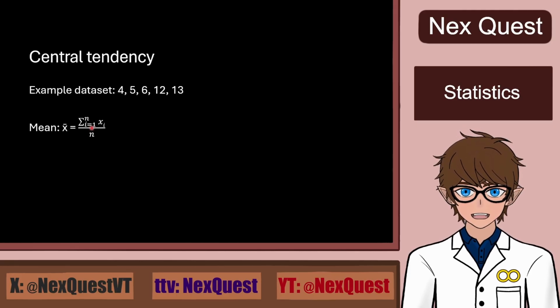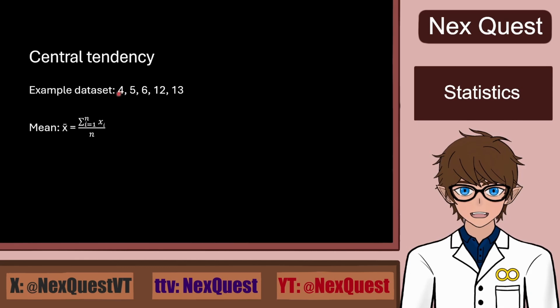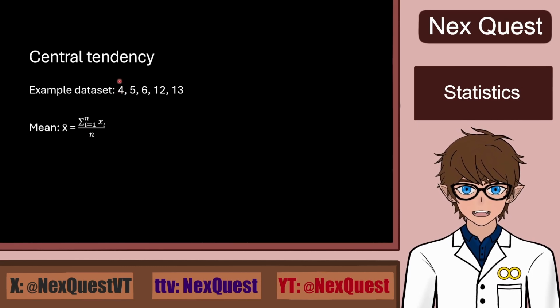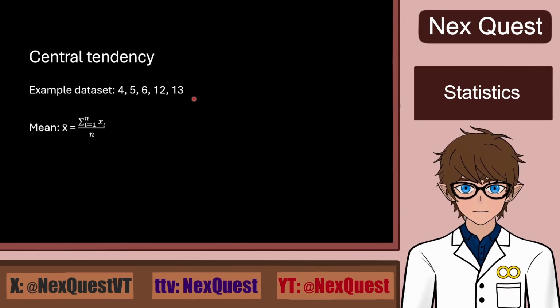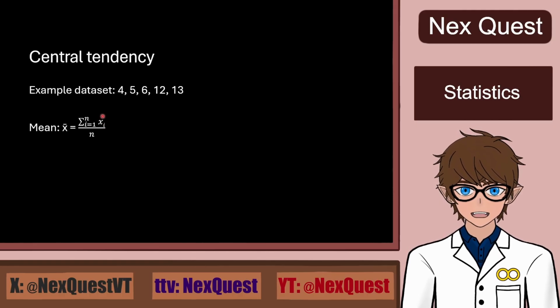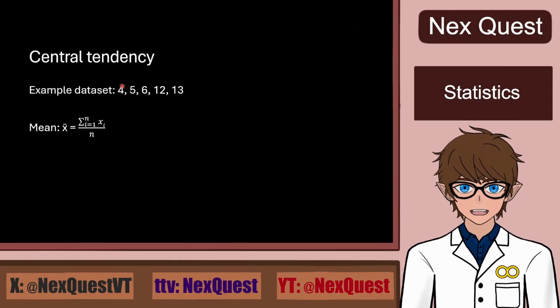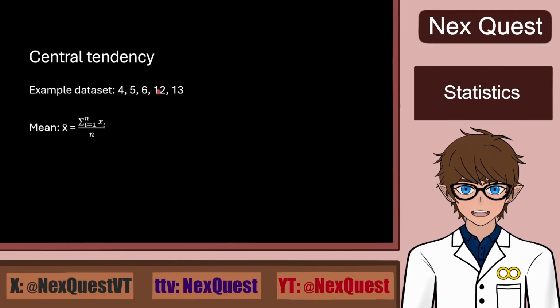So you remember this symbol sigma here. The i equals 1 means that we start with the first number in the set, and then n means the last one. And xi means that we add elements xi. So we add x1 to x2 to x3 all the way up to xn. So x1, x2, x3, x4, x5.